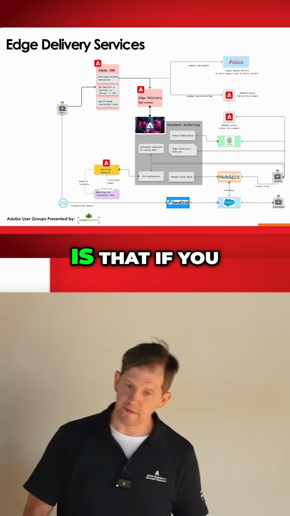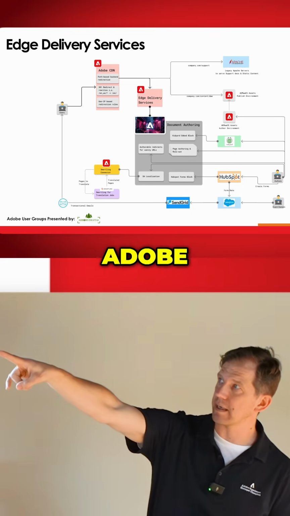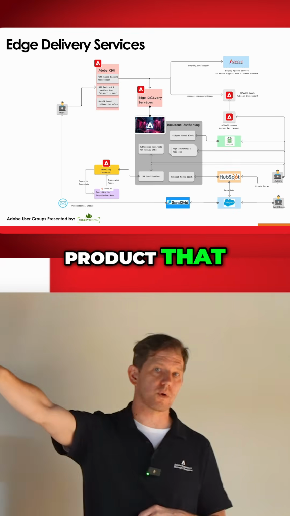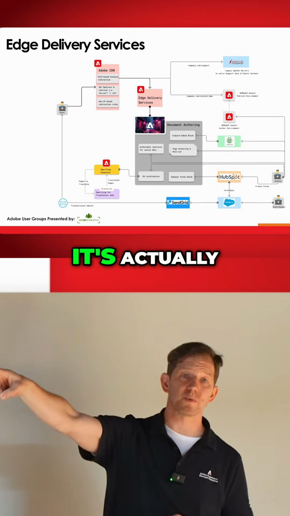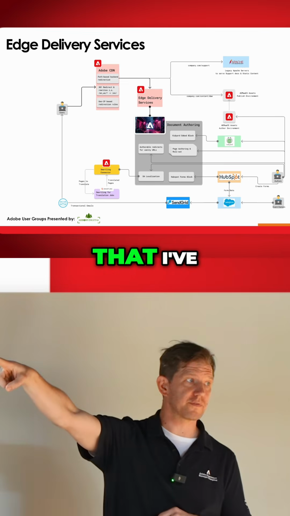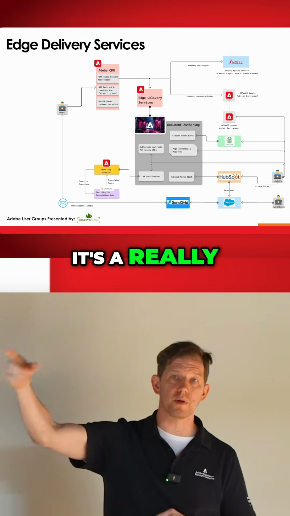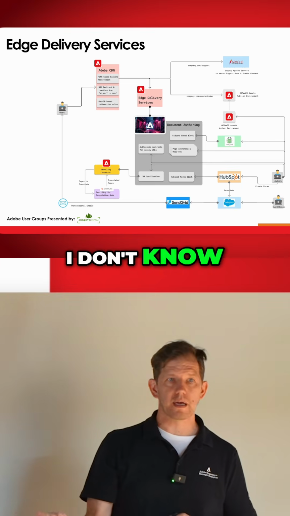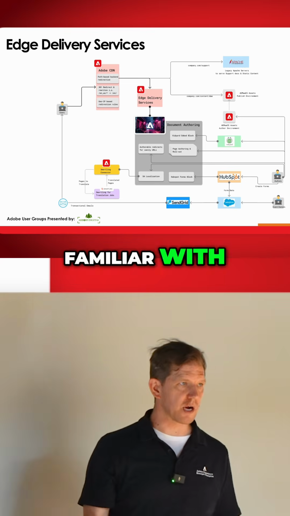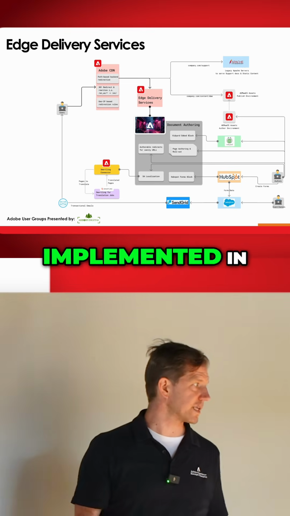The other nice thing is that if you look on the far side over there, you've got that Adobe CDN. This is a new product that they rolled out last year, which we're using on one of our customers. It's actually really nice. It's one of the nicer things that I've seen implemented recently. It's a really simple, configurable CDN. You guys are all familiar with Akamai and how Akamai is usually implemented in an organization.